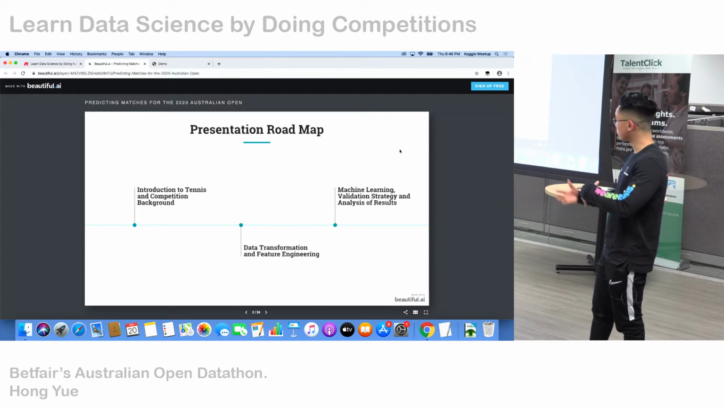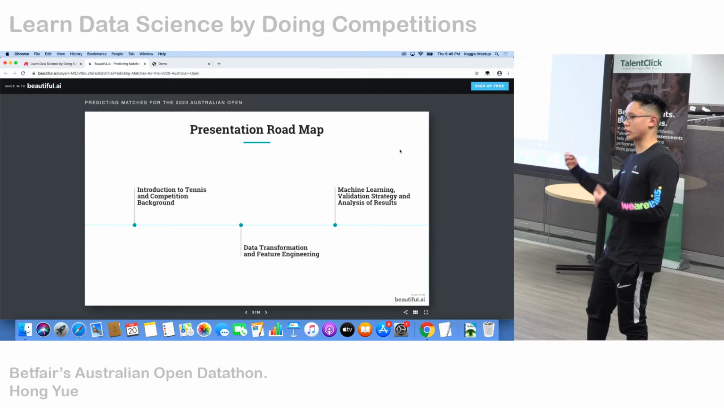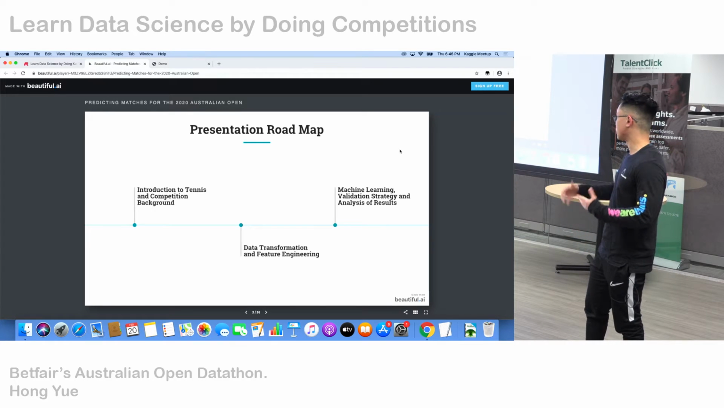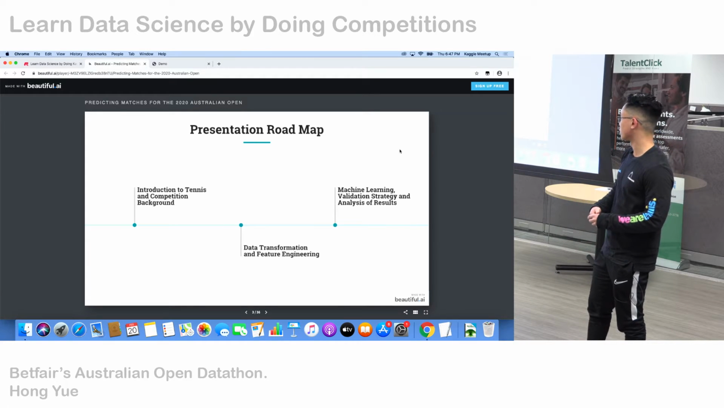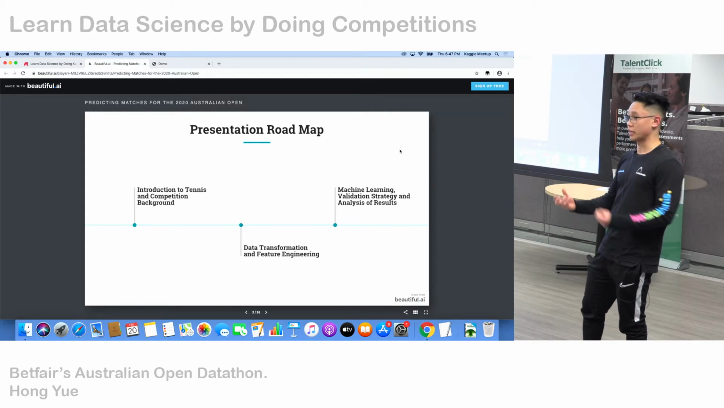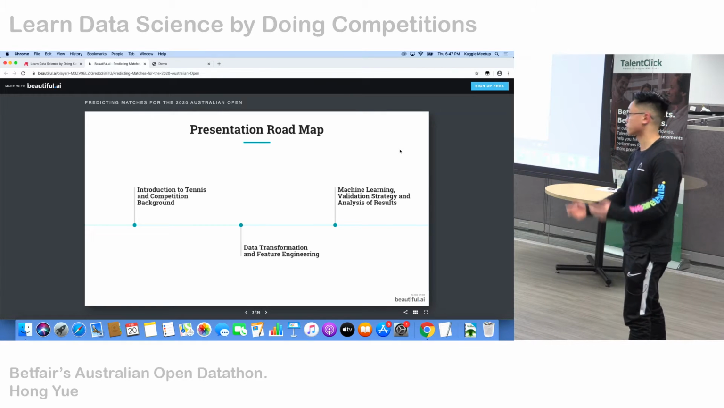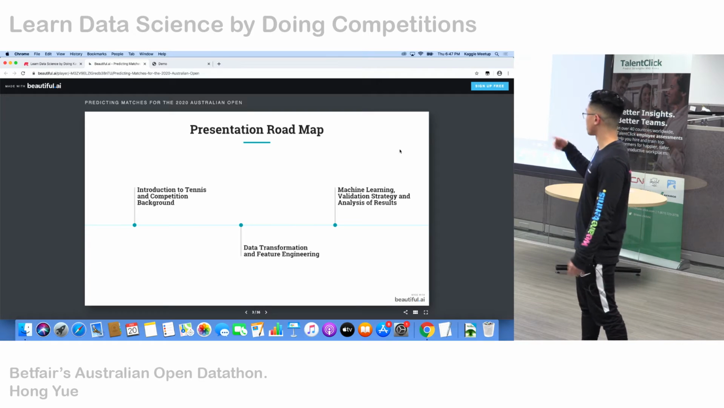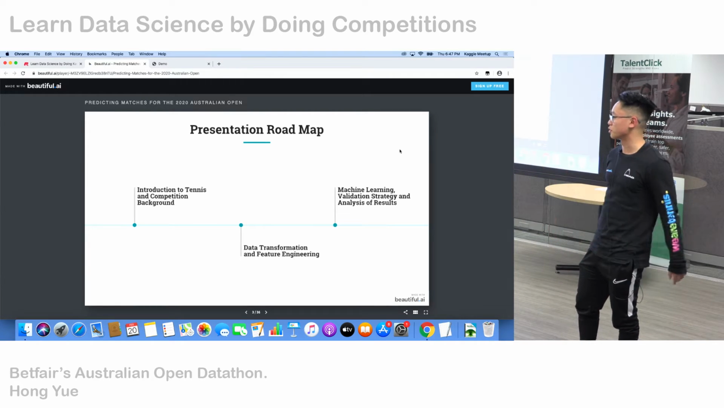And then the middle half, we'll be talking about the data transformation and feature engineering. When it comes to sports analytics and this sort of application, the methodology that you need to use is, I suppose, somewhat unique. Once you understand that, you can apply it to a whole similar class of problems. And the last part, we'll be talking about machine learning, my validation strategy, and also analysis of results and food for thought.